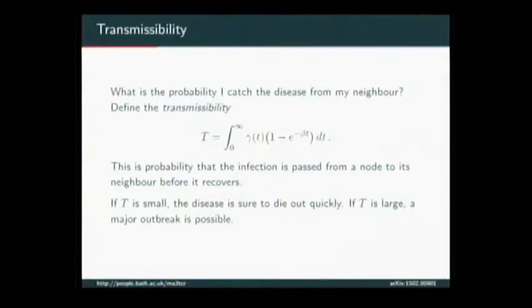So if this is a small number, then it means that you've got a low probability of getting sick, and so the disease is probably going to die out. If it's a large number, then it's probably going to spread quite well. Okay. So the question we want to answer is, who is most likely to get infected? Who is at risk? You can imagine with a different network topology, different people might be more or less at risk from a disease spreading.